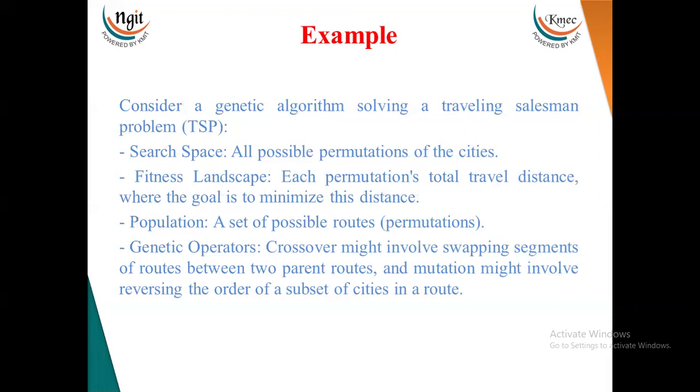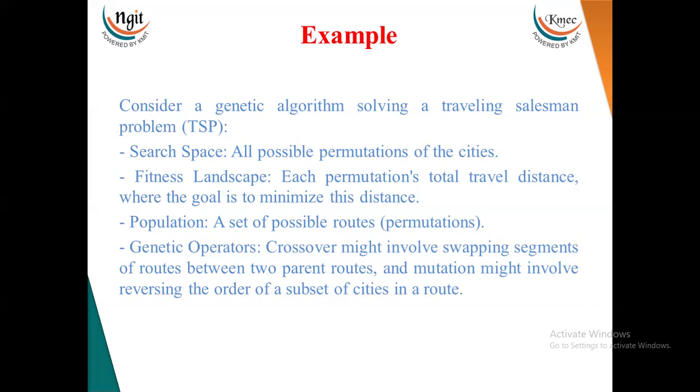Suppose I want to go to Amirpet. How many ways can I go? I can go via Ramanthapur, via Tarnaka, or from another place. So these are your search space. Then when I'm checking the fitness, what is the total distance traveled? I'll calculate the total distance traveled, and whichever is minimum, finally we'll go for that. Population: the set of possible routes, same thing. What are the routes we are getting and what is the total distance?